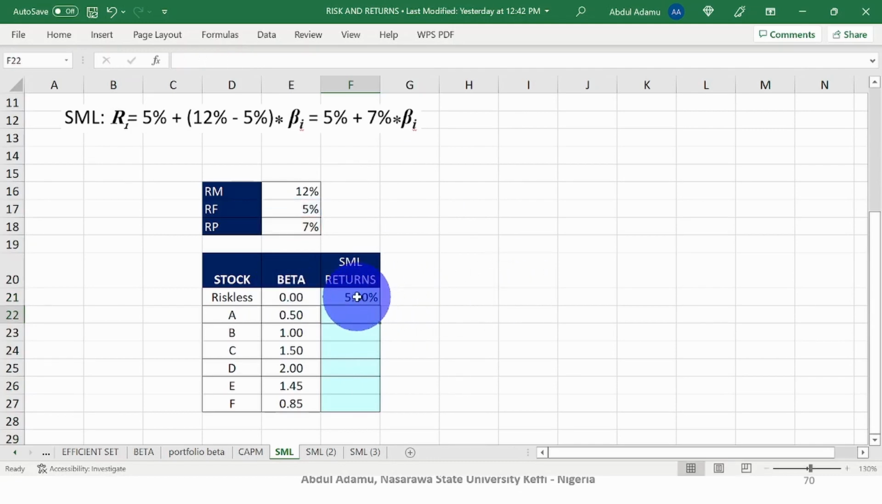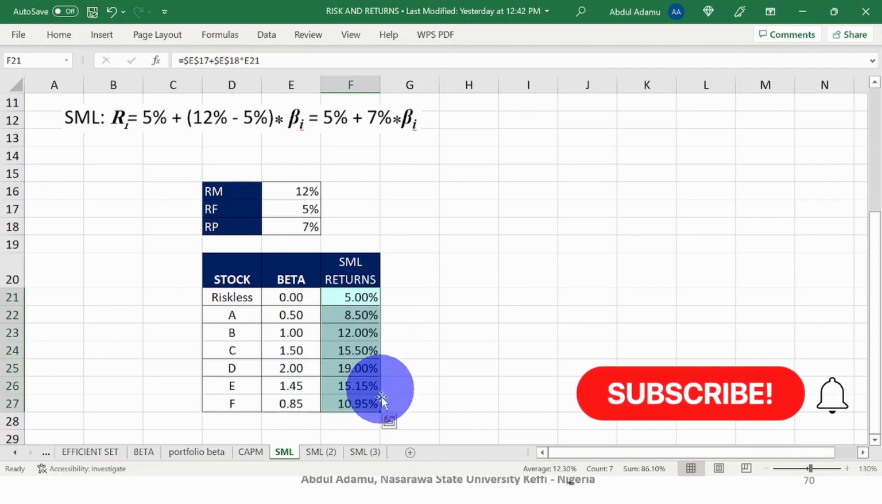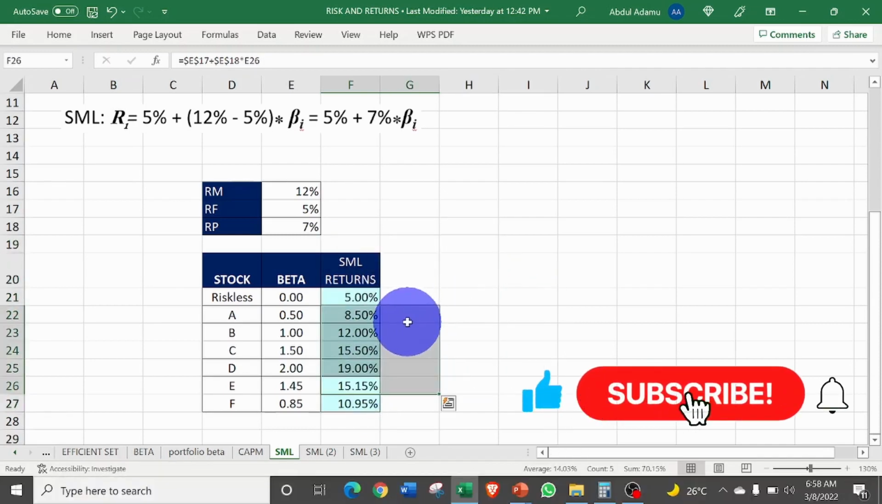So we have 5%. I'll put it in edit mode so that we lock this. So this is F4. We'll lock this also, F4, so that when we are copying it down, this will not move. It will only move this way. So we'll copy it down. So this is how we got the value.